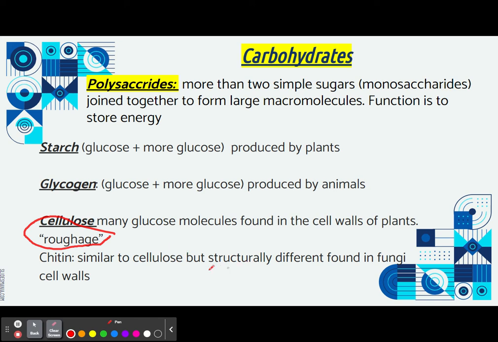And if you don't like fungi, here's a reason not to like them, because they have chitin in their cell walls, which again is many molecules of glucose put together. They're structurally different than the cellulose, but they're in the cell walls of fungi. That's why a lot of times people can't eat them. Again, get a little bit more fiber in your diet.